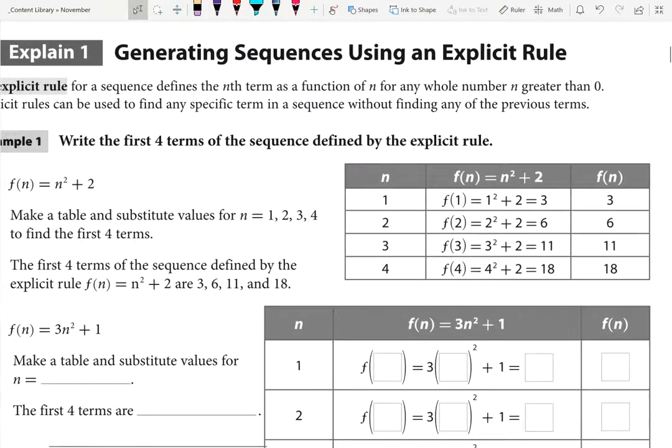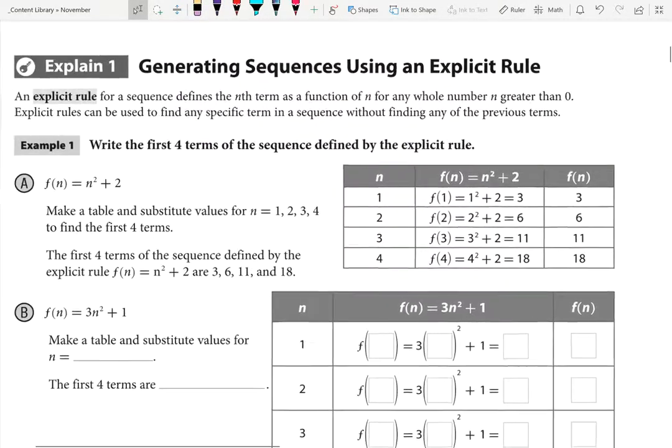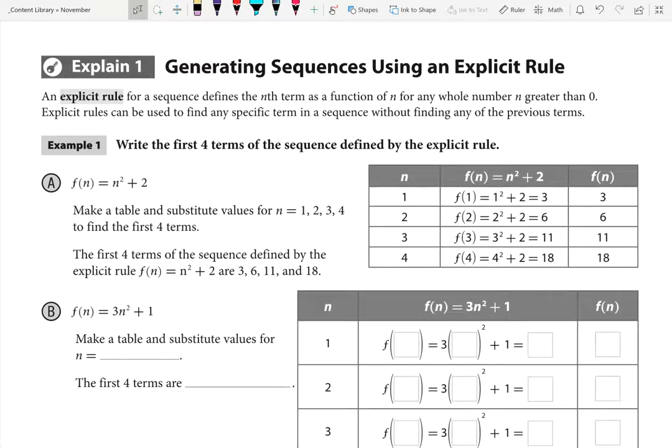So now let's talk about these sequences. Okay, so that just gives you an idea of a sequence. It's just a list of numbers in a specific order. So what we're going to talk about now is the explicit rule, explicit sequences. Now, an explicit sequence is a sequence that defines the nth term as a function of n.